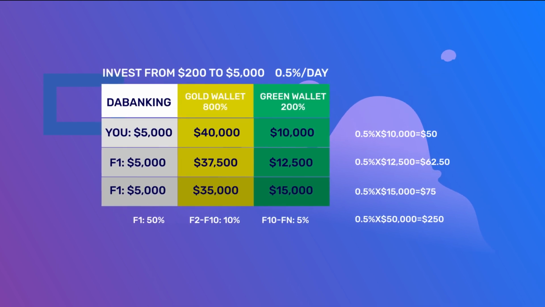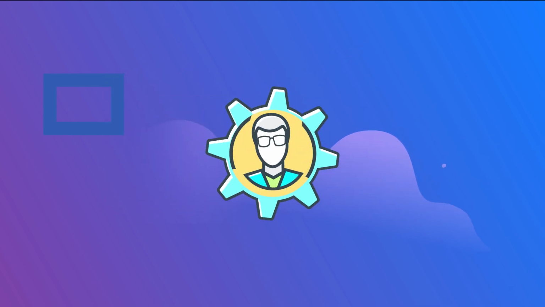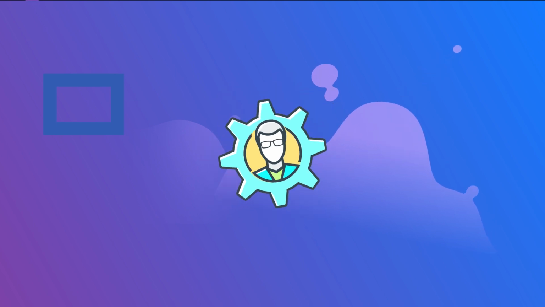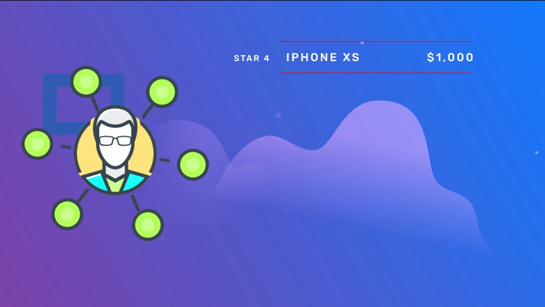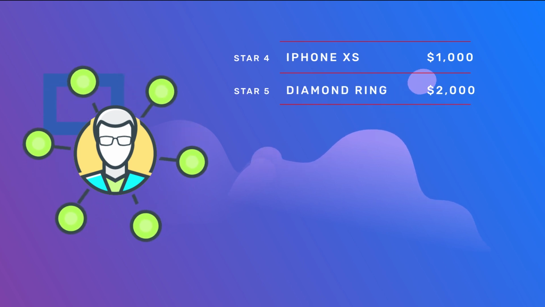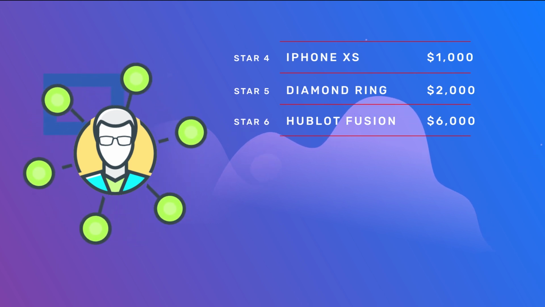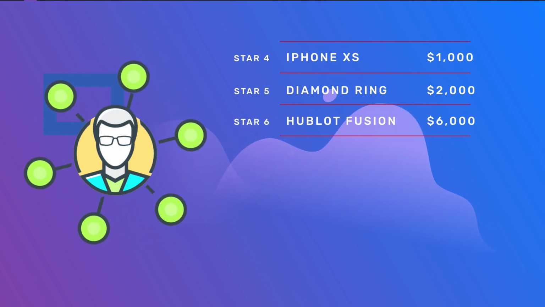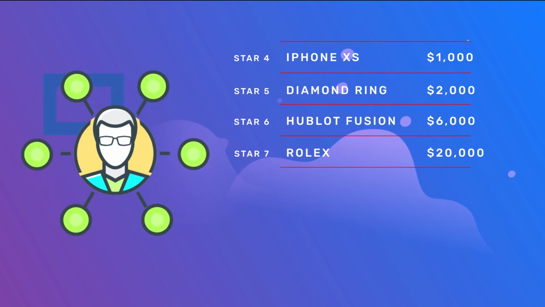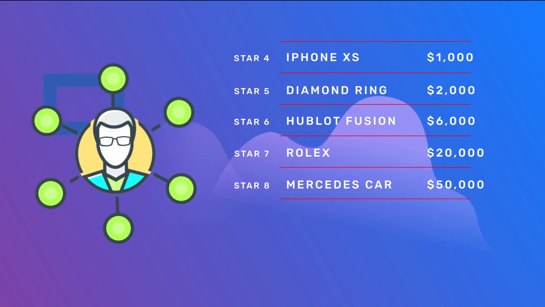When all the money from the gold wallet is moved to the green wallet, you can activate the second package if you want. Besides, you also have the opportunity to receive many other valuable gifts when you develop the business team. When you reach level 4, you will receive one iPhone XS phone worth $1,000. When you go to level 5, you will get a diamond ring worth $2,000. Level 6 prize is a Hublot clock worth up to $6,000. 7-star reward is a Rolex watch worth $20,000. 8-star level reward is a very luxurious Mercedes car up to $50,000.